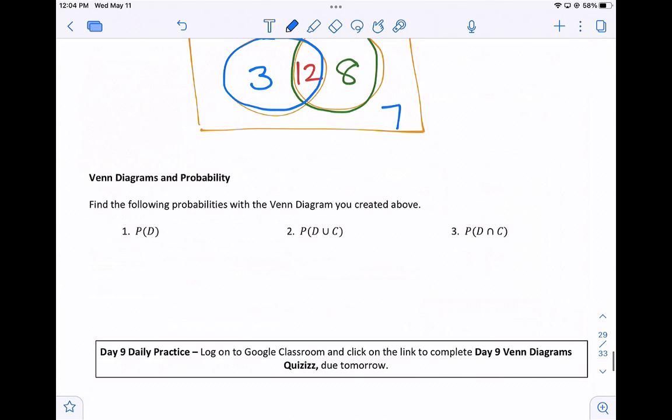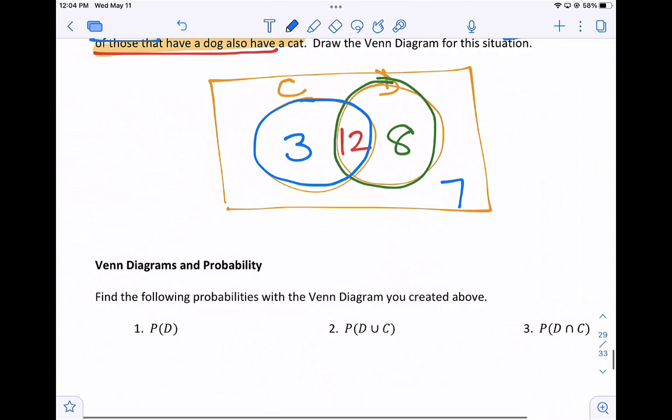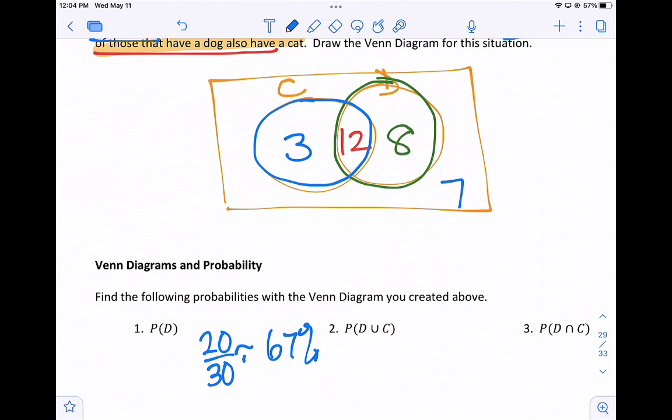All right, and then probability, we could probably skip this because we did it before, but let's take a look. What's the probability a kid has a dog? So you're going to add everything in the dog circle. 12 plus 8 is 20 out of 30, which is about 67%. What's the probability of a dog or a cat? So we're going to add everything in the middle right here. So 3 plus 12 plus 8, 23 out of 30.